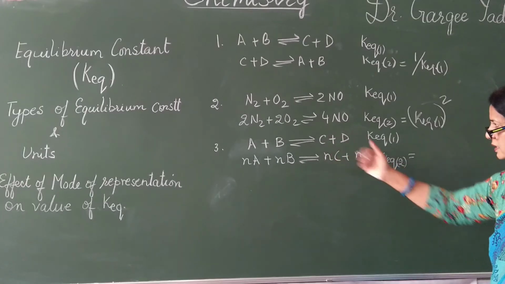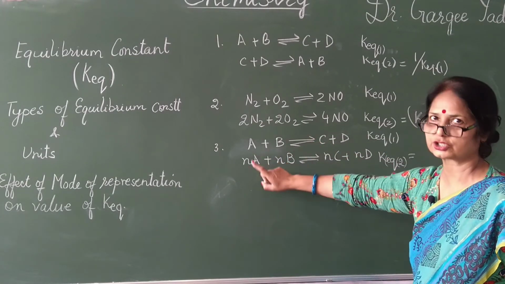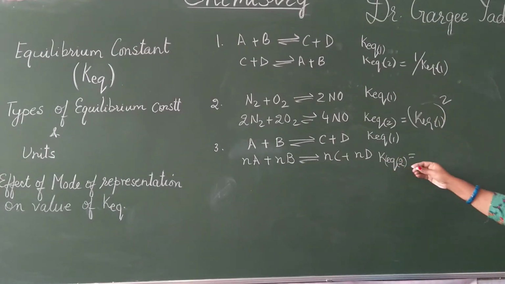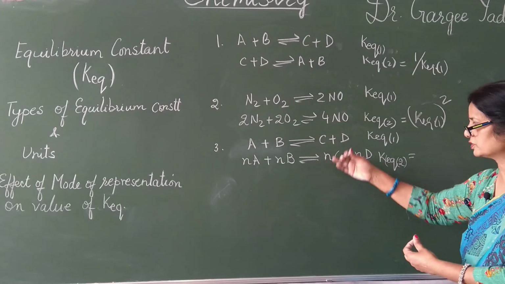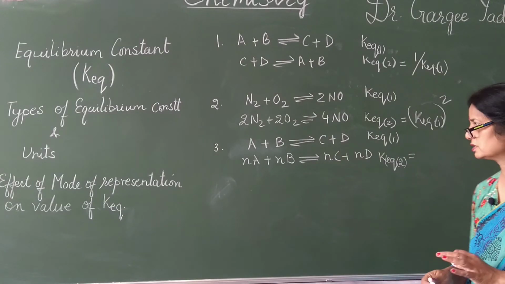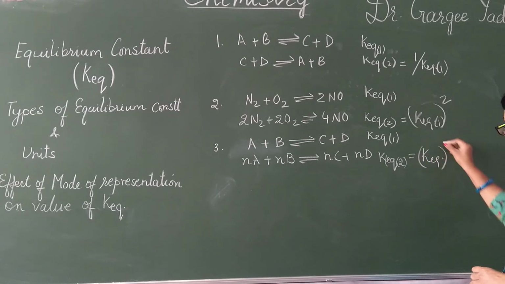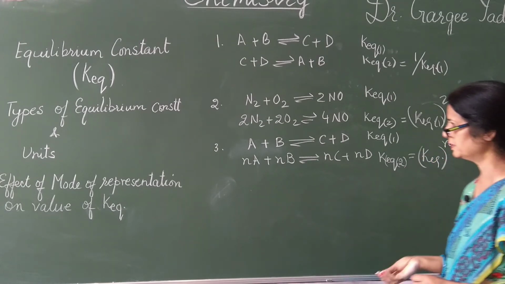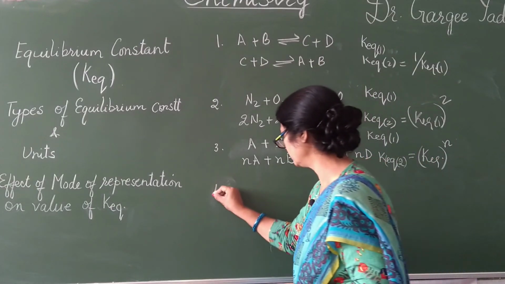Now let's come to the general representation. Suppose the stoichiometry is changed n times. Then the new equilibrium constant, in which we have changed the stoichiometry n times, will be the equilibrium constant raised to the power n. So these are some simple modes of representation. One more I would like to tell you here.